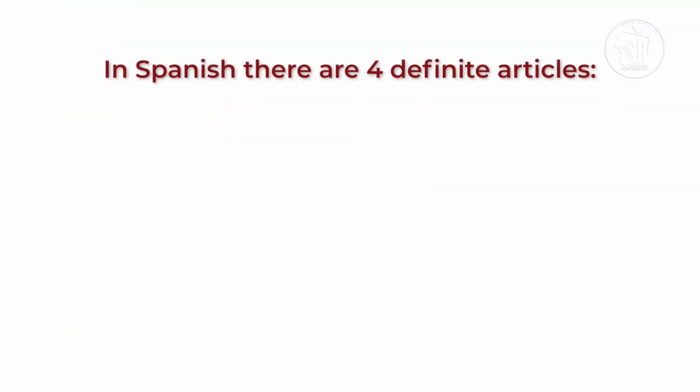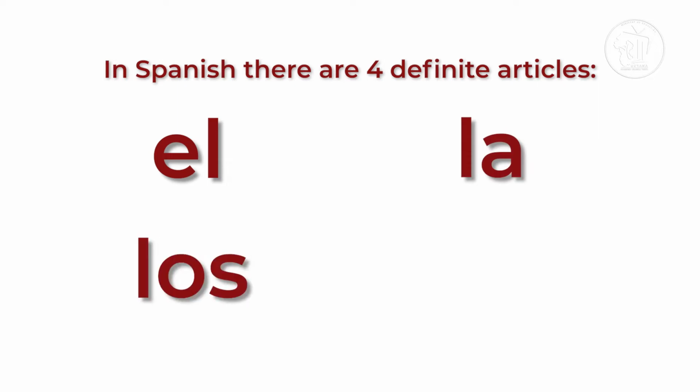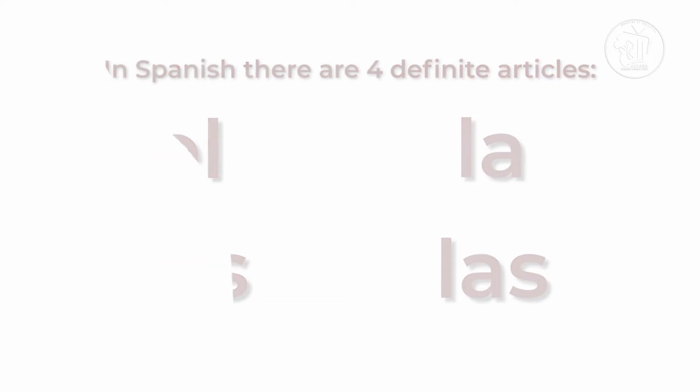In Spanish, there are 4 definite articles. They are the words el, la, los, and las. And they are all equivalent to the English word "the." Let's take a look at the artículos definidos en español, that is, definite articles in Spanish.